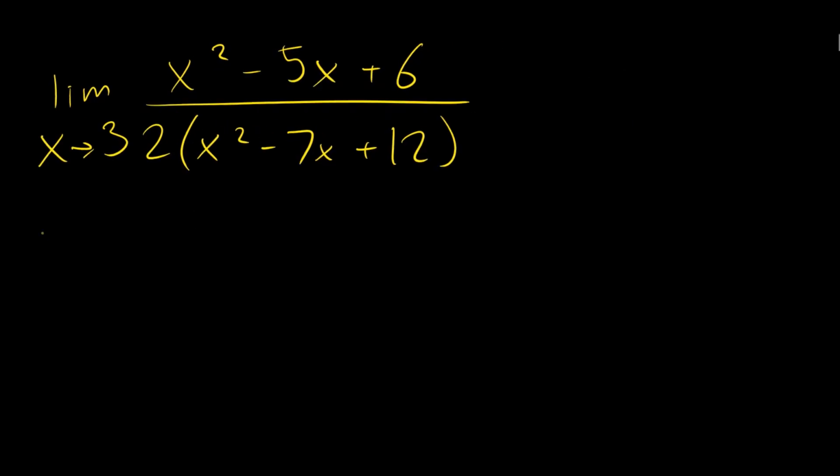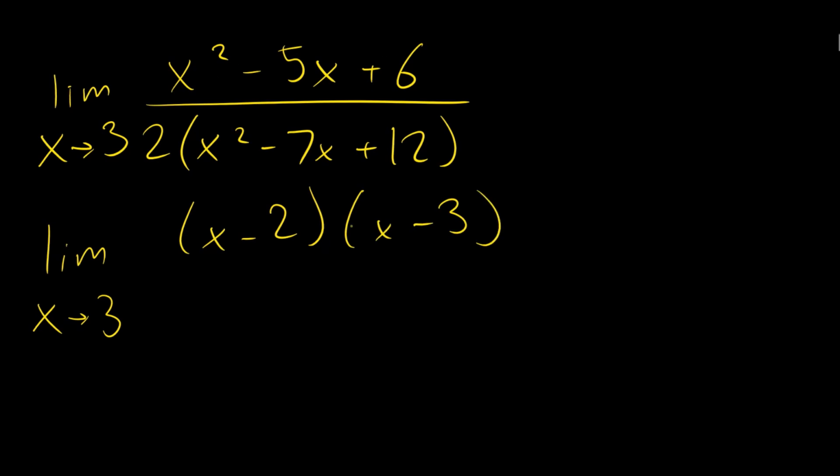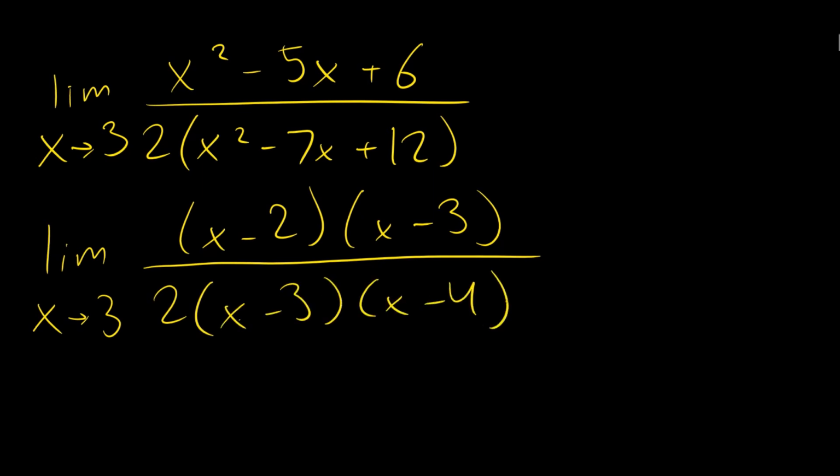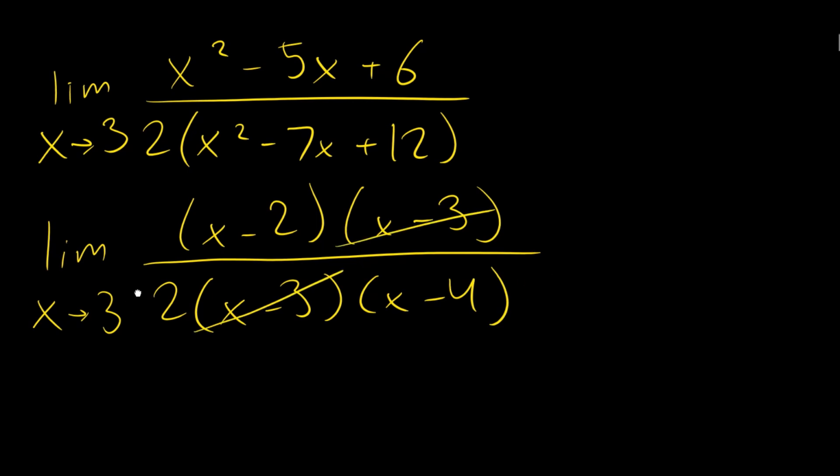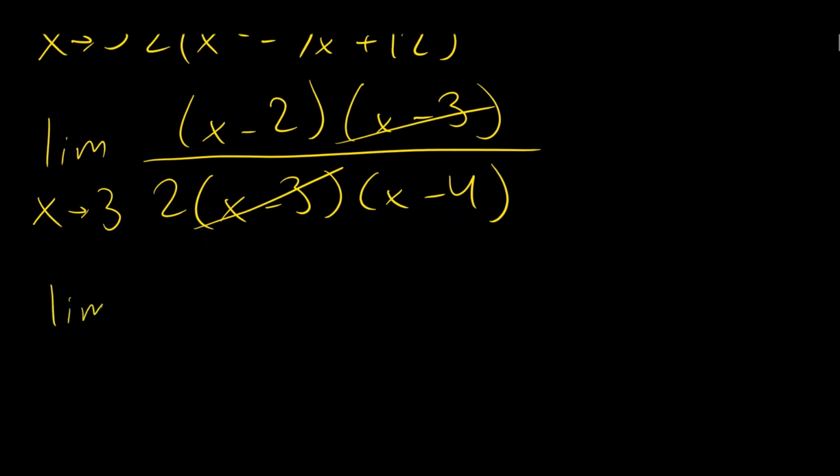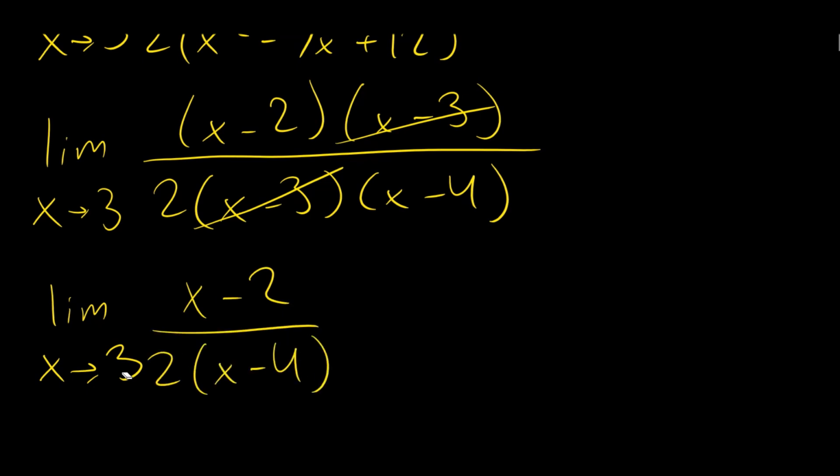So we can end up with the limit as x approaches 3 of x minus 2 times x minus 3. That's how that top numerator factors. Then all that is going to be divided by 2 times, and this factors into x minus 3 and an x minus 4. And as you can see, very easily we can cancel out the x minus 3 factor, and then at that point we are simply left with the limit as x approaches 3 of x minus 2 divided by 2 times x minus 4. And just this 3 is supposed to be the limit 3. It's not associated with that 2 there.